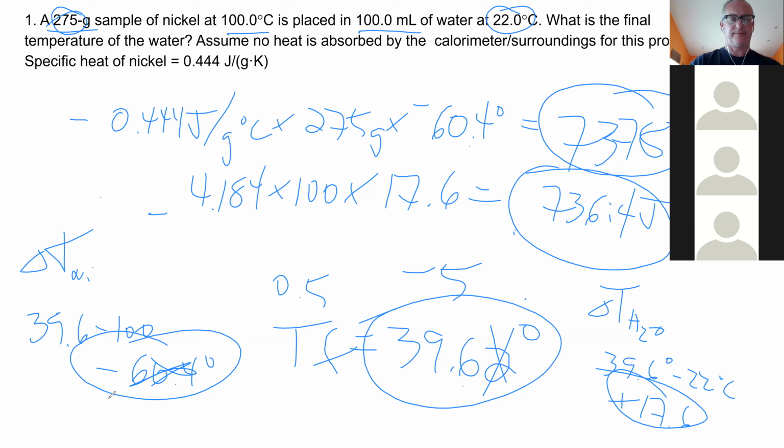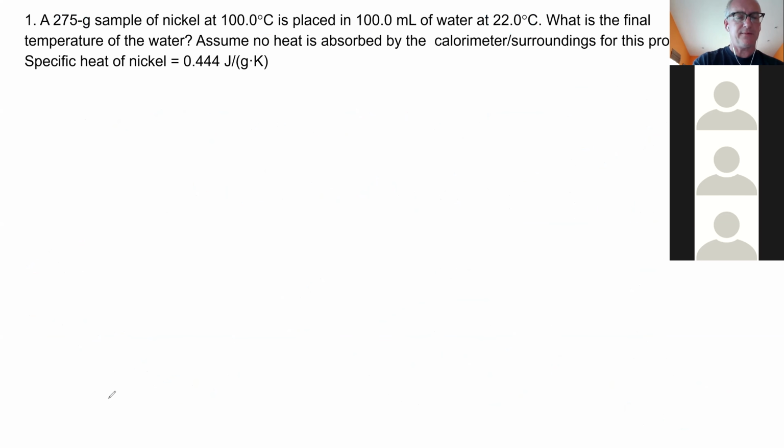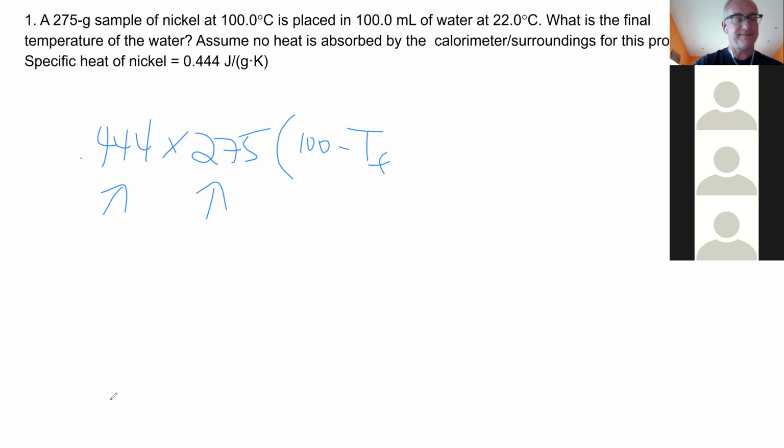Oh, yeah, basically what we did is we took the specific heat of the nickel, so 0.444. I'm just going to leave the units out, and then we multiplied that by 275. So this is the specific heat, and that is the mass, right? And we multiplied that by 100 minus. Damn it! I keep doing that. Why do I keep doing that? TF minus 100.